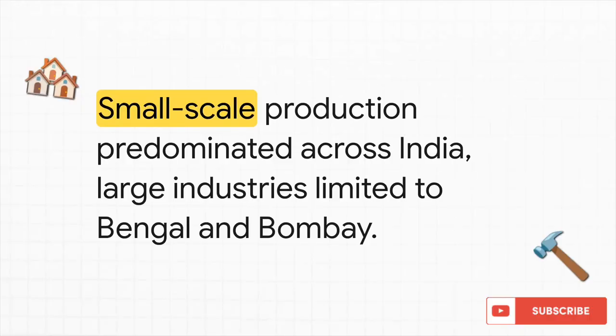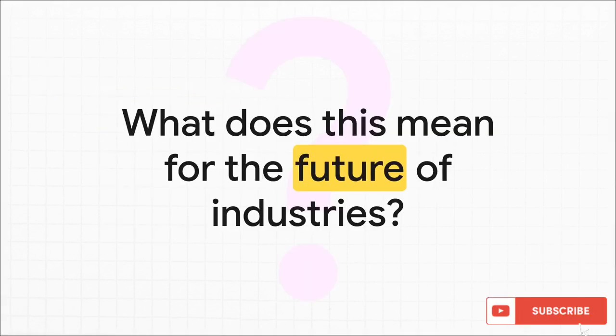That means a massive 95% of workers were not in factories. Small-scale production continued to absolutely predominate across the country. Large factory industries were actually just a tiny segment of the economy, concentrated almost entirely in Bengal and Bombay. The so-called Age of Industrialisation in India was for a very long time still very much an age of the small-scale artisan and craftsman.